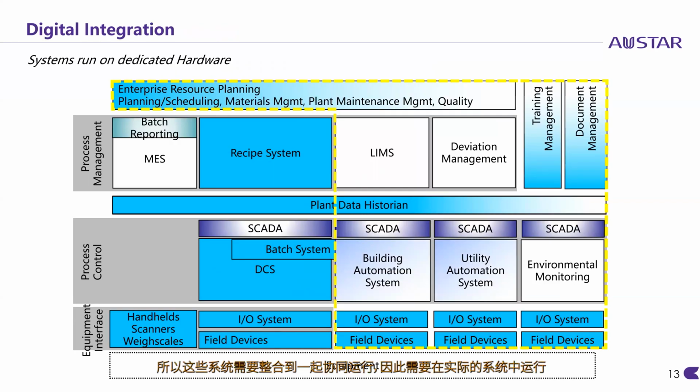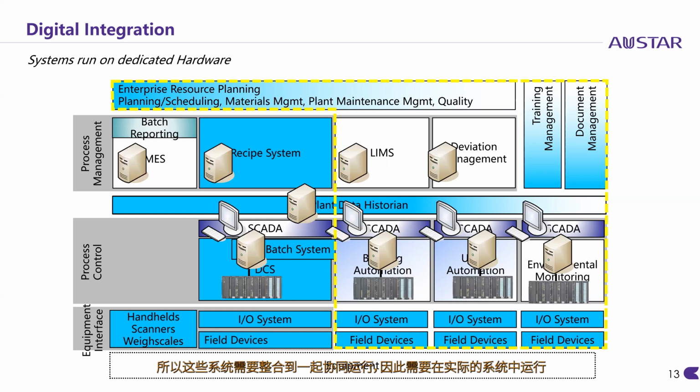So these systems have to be put together somehow to be able to work together. They run on real systems, which in the old times was always dedicated hardware. Today, digital transformation can be helpful in the sense that some of these systems don't need separate servers, but can be virtualized in big data centers, which makes their operation more efficient.